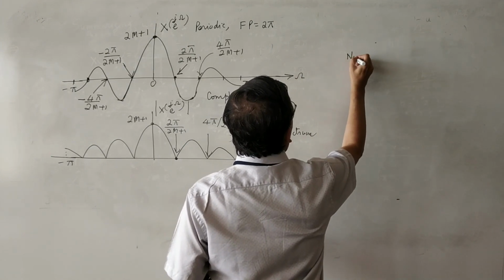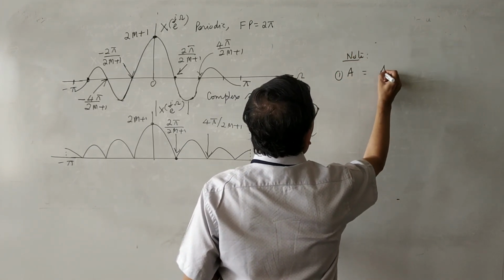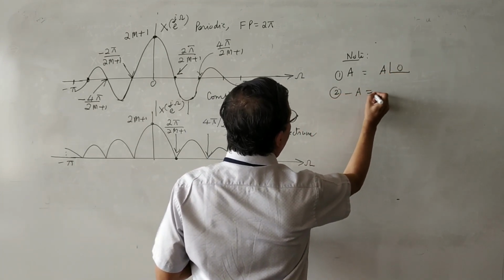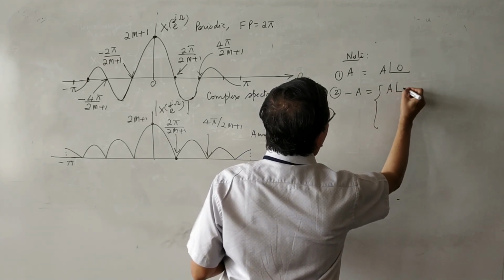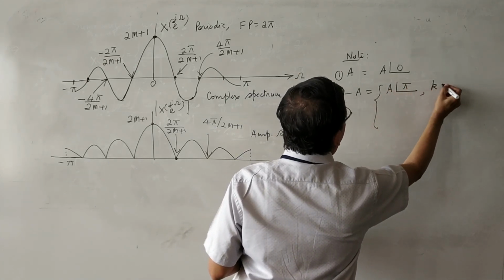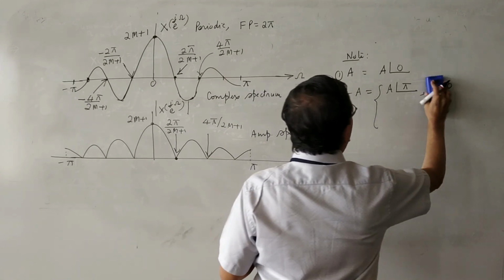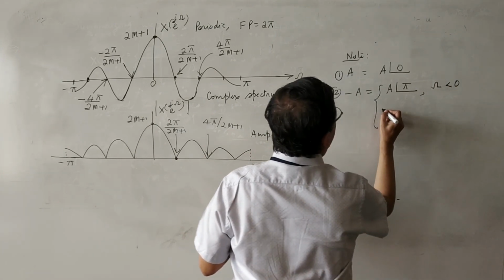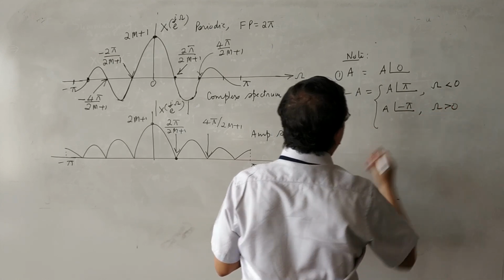Note, if you have a number A, its magnitude is A, angle is 0. If you have a number minus A, its amplitude is A, angle is pi when K is less than 0. Or we can say, instead of K, I will write omega, when omega is less than 0. A at an angle minus pi, omega greater than 0.